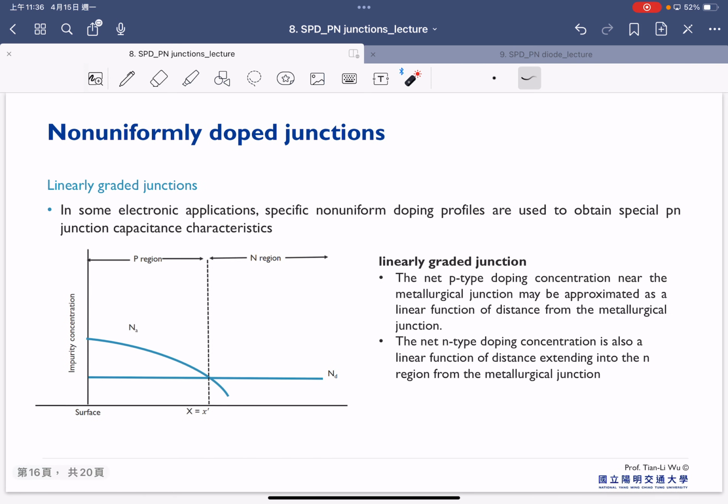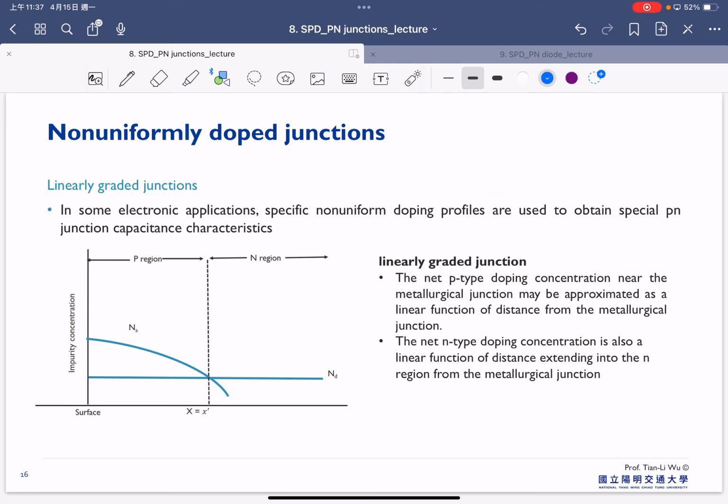And some of the special cases, we also have some additional non-uniform doped junctions. That's just for your information. It's not that important, but it's still nice to know, because in some cases we really need this special case. So in some applications, specific non-uniform doping is used to obtain special PN junction capacitance characteristics. For example, we might be interested in the linear graded junction, like the one shown here.